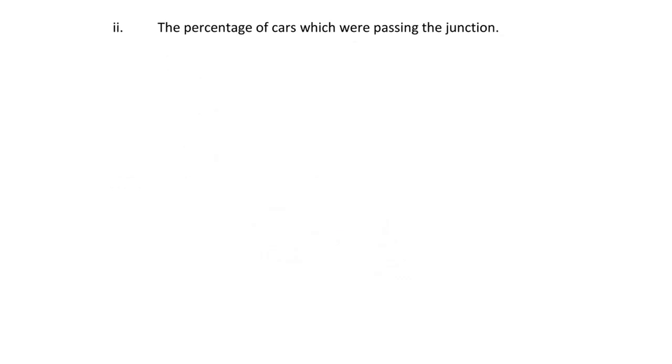For Roman 2, we are supposed to determine the percentage of cars which were passing the junction. From here, we are going to take the given values. So here we have 120 over 360. Now to find the percentage, we have to multiply by 100. After solving the values, we are getting 33 and 1 over 3%. And that is going to be our answer.